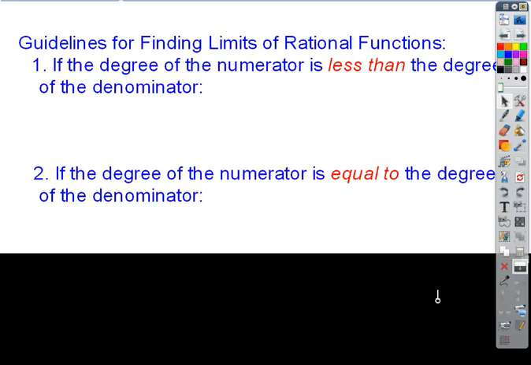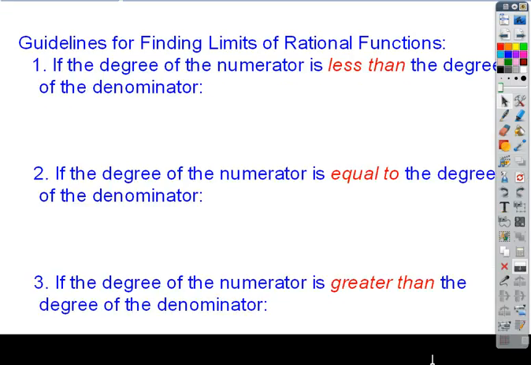Okay, so we were able to resolve this into 3 rules. We don't have to do any of this algebra ever again. Now we can just look at the function and tell what's going to happen. If the degree of the numerator is less than the degree of the denominator, then L equals 0. If the degree of the numerator is equal to the degree of the denominator, L equals the ratio of leading coefficients.